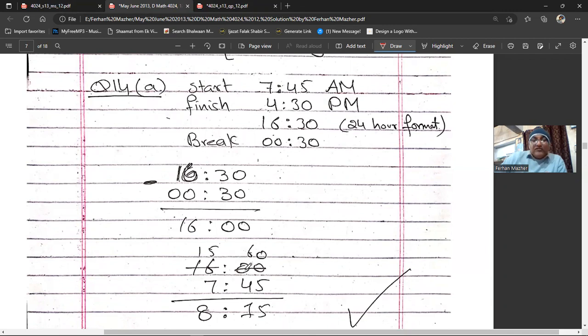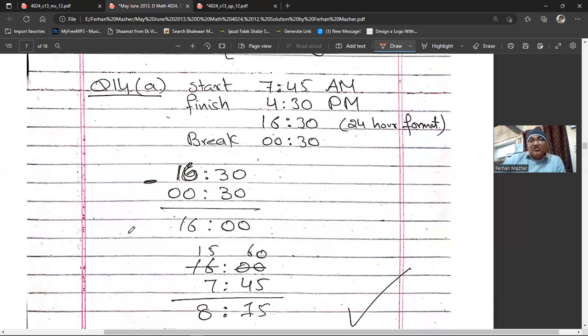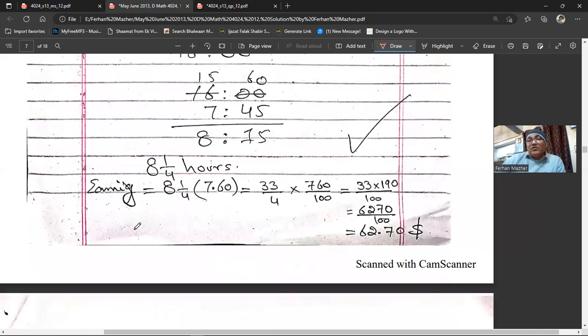And from 00 minutes, I cannot subtract 45 minutes. So from hours, I will borrow 1 hour. So here you will have 60. From 60 minus 45, you get 15 minutes. So from 15 subtract 7, you get 8 hours. So the actual hours she worked is 8 hours and 15 minutes. You know, 15 minutes means 1 by 4 hours. So she has basically worked 8 whole 1 by 4 hours. So her working per hour rate is $7.60 per hour.